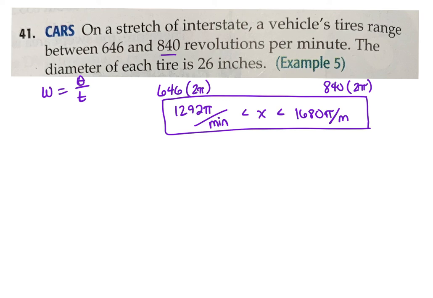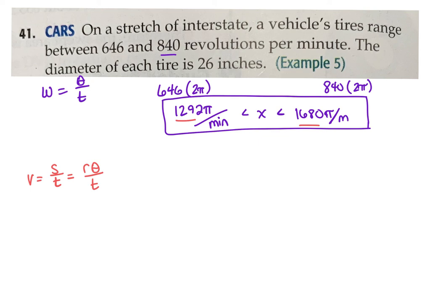So if you go back to page 236, linear speed is S over T. And remember, S is on the page before it: radius times theta. So this is going to be radius times theta over T. We actually already found what theta was for these two. Theta is 1292 pi and 1680 pi.